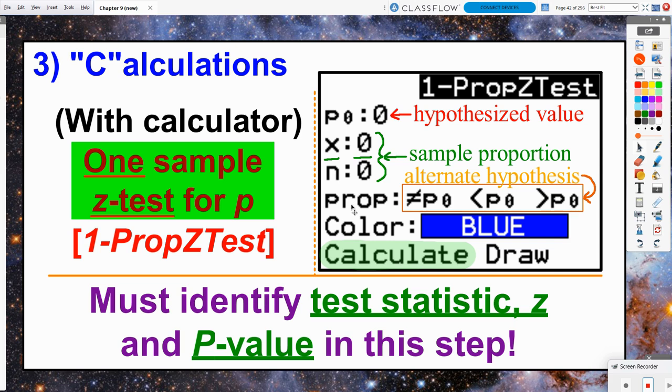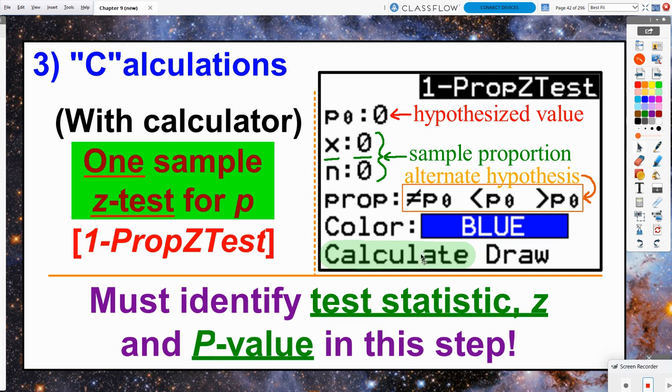And then for prop, this is where the alternate hypothesis comes into play. Is the alternate hypothesis not equal to the claimed value? Is it less than the claimed value? Or is it greater than the claimed value? Whichever one of these it is, you put your cursor over it, press enter to select it, and then come down and hit calculate.